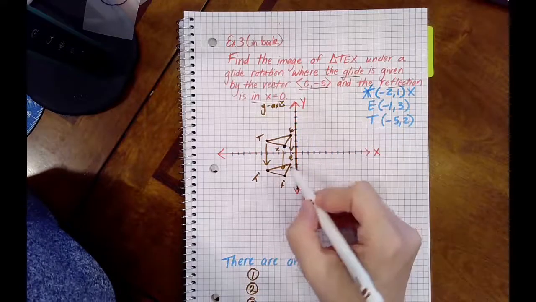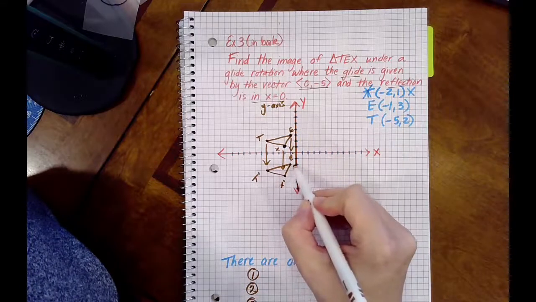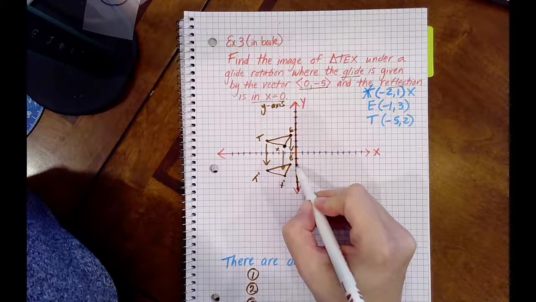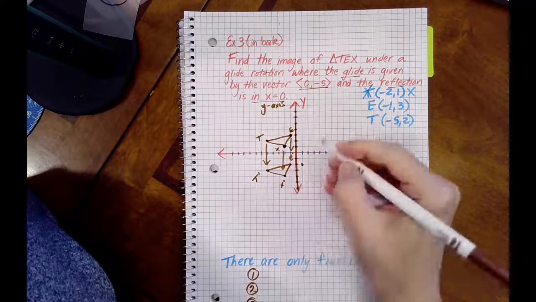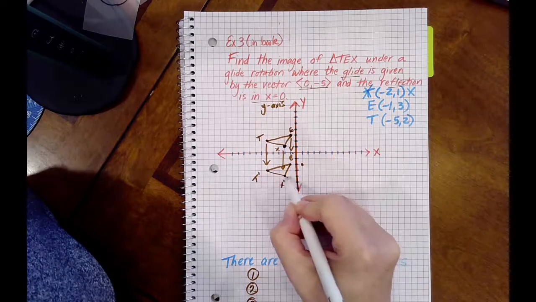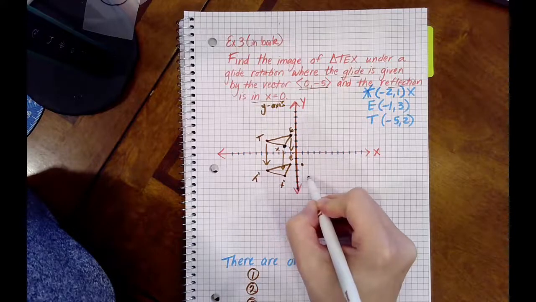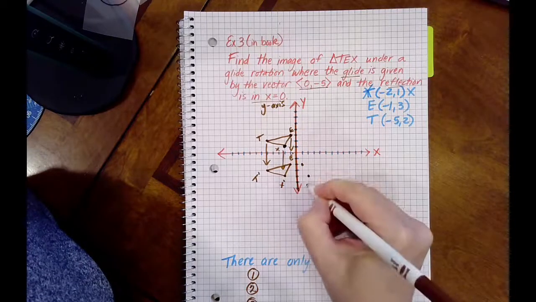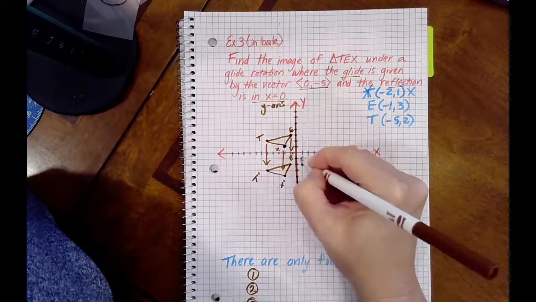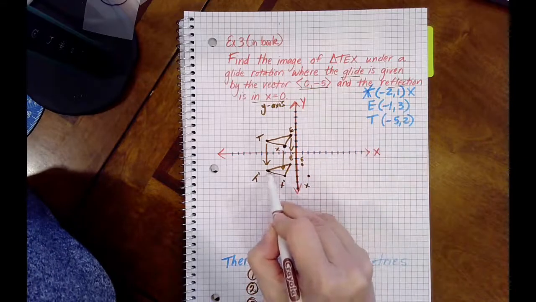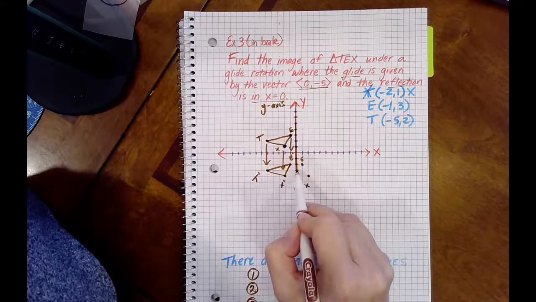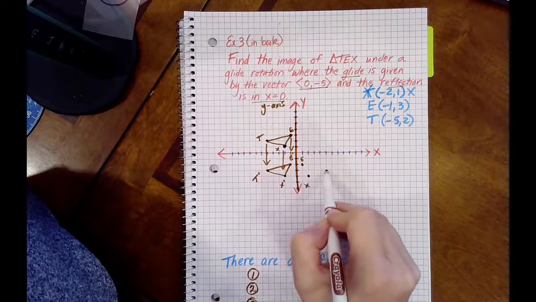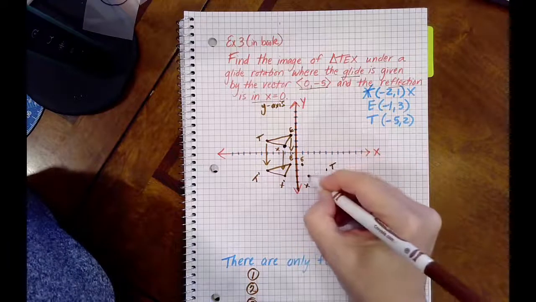So you all know how to do this. E prime is 1 away from x equals 0, or the y-axis, reflect it over. X prime is 2 away, so go to the opposite side over the axis of symmetry. T is 5 away, so go 5 in the opposite direction. And here we go.